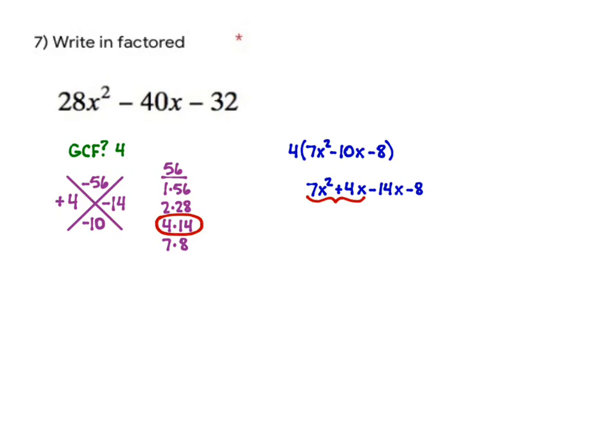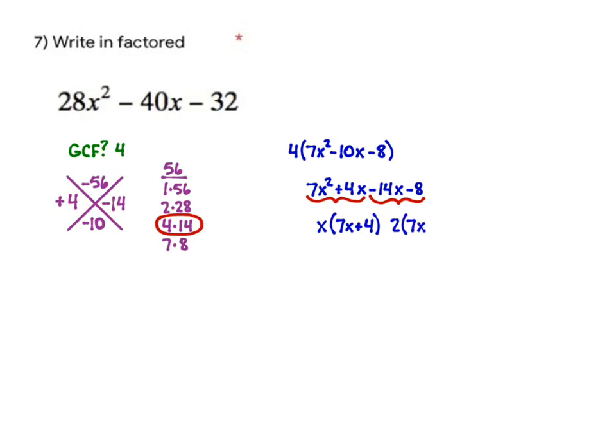So from here, we're going to do our grouping. The GCF out of 7x squared and 4x is x. The remaining amount after we divide is 7x plus 4. The next group, the negative 14x minus 8, well, the GCF there is a 2. But now we got to ask ourselves whether it's a positive or a negative 2.